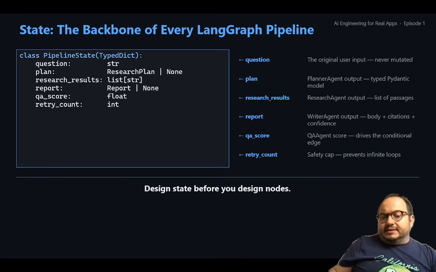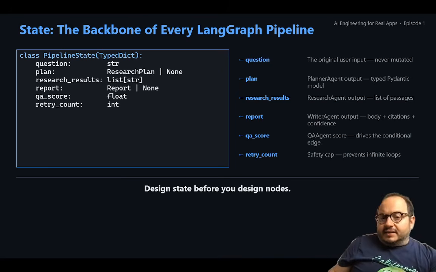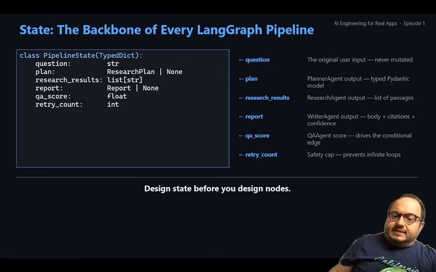Let us look at the state object first, because everything in LangGraph depends on getting state right. In LangGraph, state is the contract. Every node in the graph reads from state and writes to the state. That means if your state is wrong, if it is underspecified, if fields are missing, if types are vague, your pipeline will behave unpredictably. So I always design state before I write a single node.